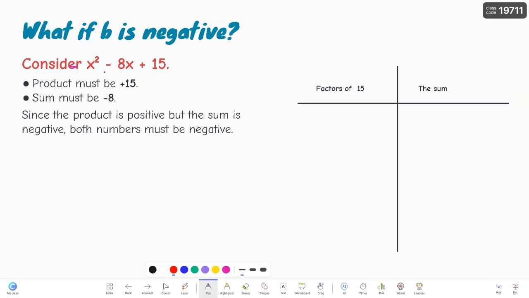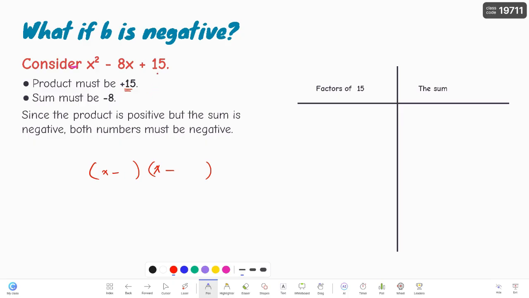So let's take another example. In this example, we have x squared minus 8x plus 15. As I mentioned before, I'm looking for the product to be equal to positive 15 and the sum of the two numbers to be negative 8. So in other words, you need to write two brackets like this, x and x here. Since c is positive, the two brackets must have the same sign, based on the sign of b. B here is negative, so the two brackets must have negative signs.